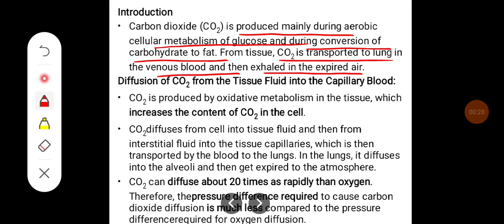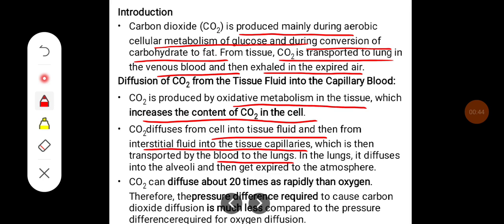The carbon dioxide produced by oxidative metabolism in the tissue increases the content of carbon dioxide in the cell. Carbon dioxide diffuses from the cell into tissue fluid and then from interstitial fluid into the tissue capillaries, which is then transported by blood to the lungs. In the lungs, it diffuses into the alveoli and then gets expired to the atmosphere.